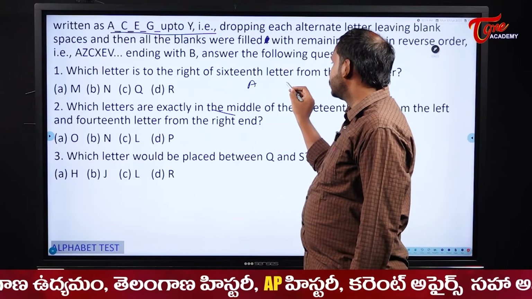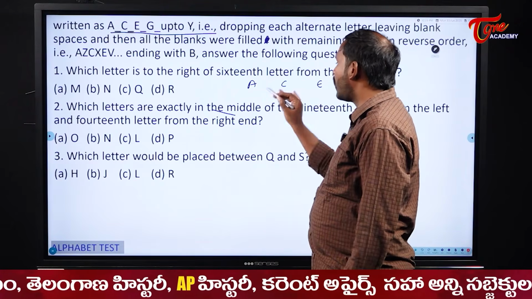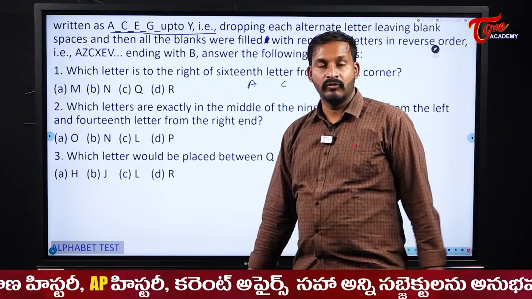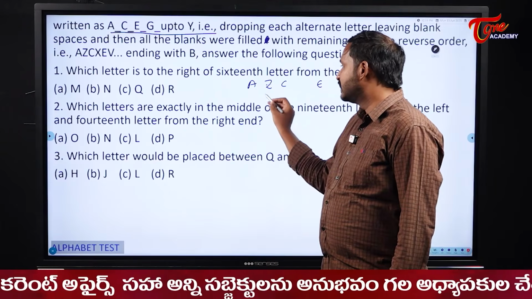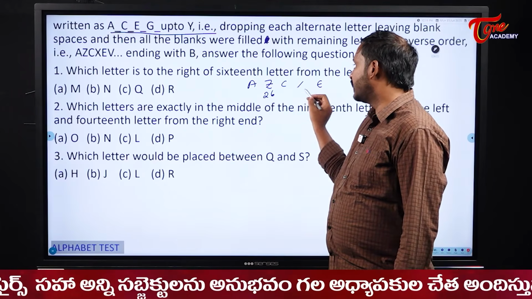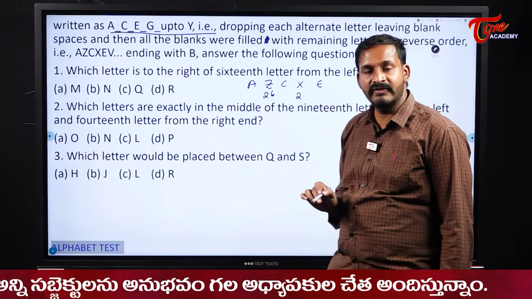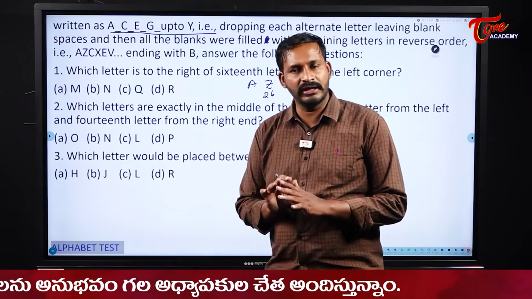A, C, E. That means odd positions are not at all disturbed. Only the even positions are disturbed. Z is 26th. We know that X is 2nd. Only the even ones are disturbed. Odd are not at all disturbed here.